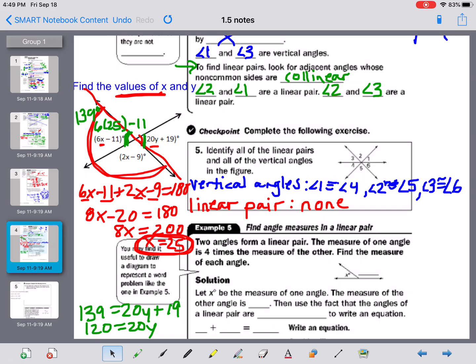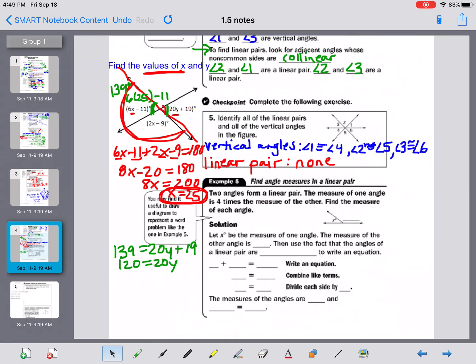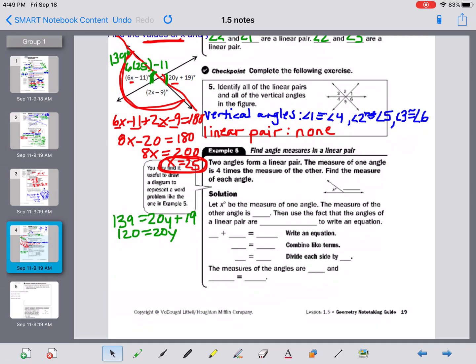Whoa, sorry about that. Just trying to move it. All right, divide by 20, and it looks like y could equal 10. Okay? So you can use linear pairs if they're side by side and the numbers go together. You can use vertical angles if the numbers across from each other work well together.